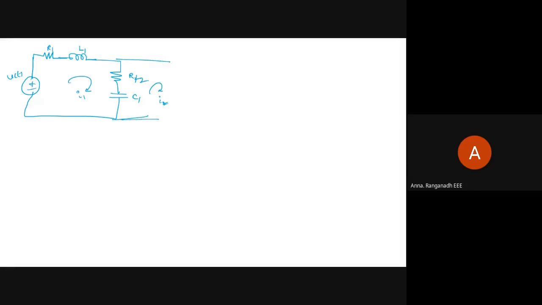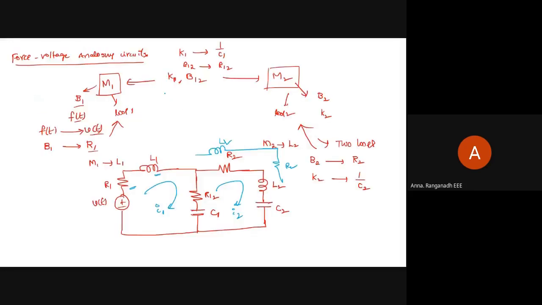So for loop 1, plus minus V of t. Here it is R1 and L1. Then one more thing is R2, R12 I think. Then it is C1. Here the current is flowing I1. Here the current is flowing I2, because the second loop is there, but that is not considered right now. Only you can mention it. So just draw the equivalent circuit from this main circuit.